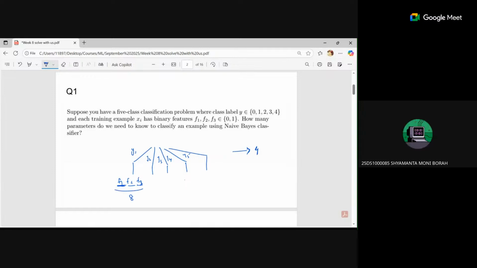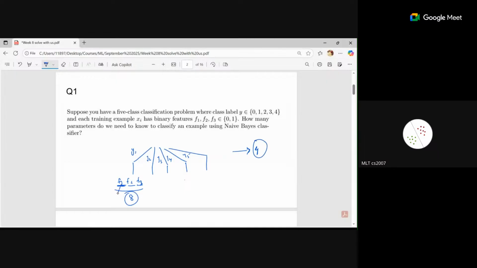Yes, total is 8 here. And how many are these? 5. 5 into 8, 40. So 40 plus 4 is 44. 4 as in, 4 coming from these? How did you take 4? There are 5 Ys, the classes. Okay, okay, sorry. 5, 45. No, ma'am. First, no. Okay, okay. This is 8.